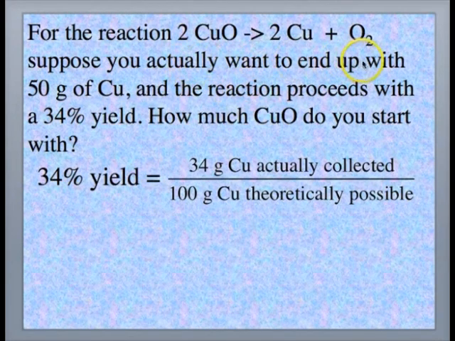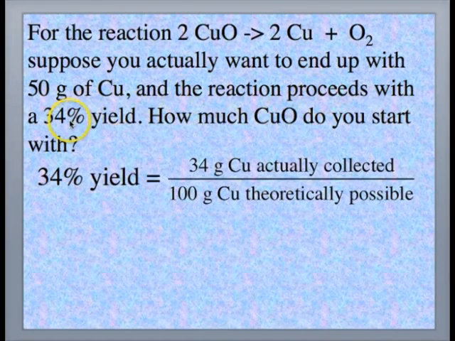Another kind of question you can get is calculating from the other way around. You actually want to end up with 50 grams of copper, and the reaction proceeds with a 34% yield.